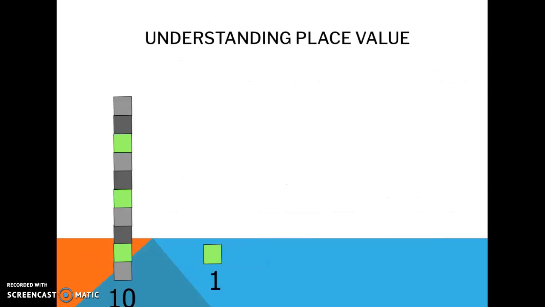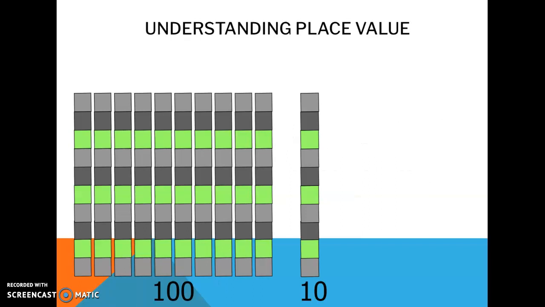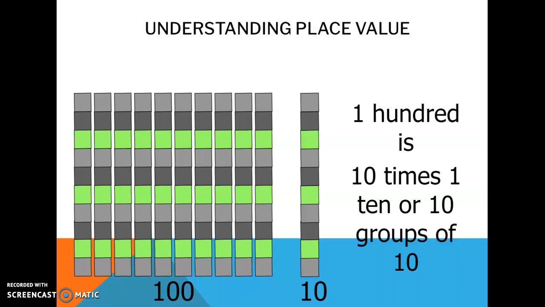Now let's look at understanding place value. You've probably seen place value represented with units and rods and flats. Today I want to look at a comparison. If I have one unit and stack them on top of each other and take 10 of them, I can see that 10 is a group of 10 ones or units, 10 times 1 unit. If I take a stack of 10 and put 10 groups of them together, then I have 100. 100 is 10 times 10, or 10 groups of 10.